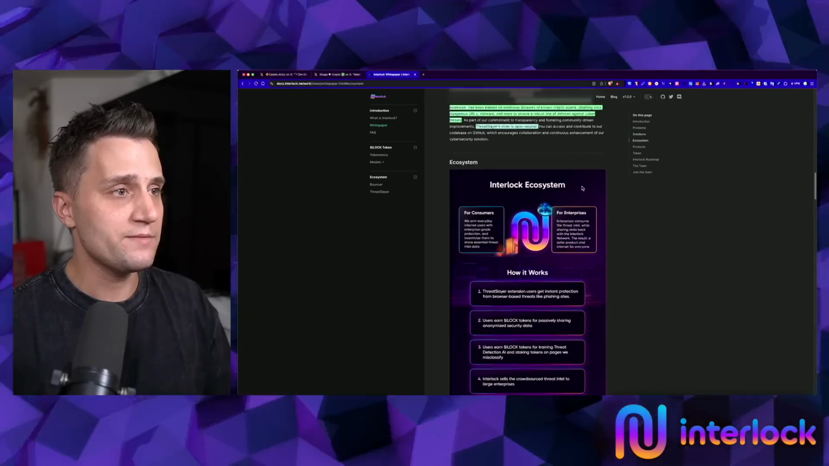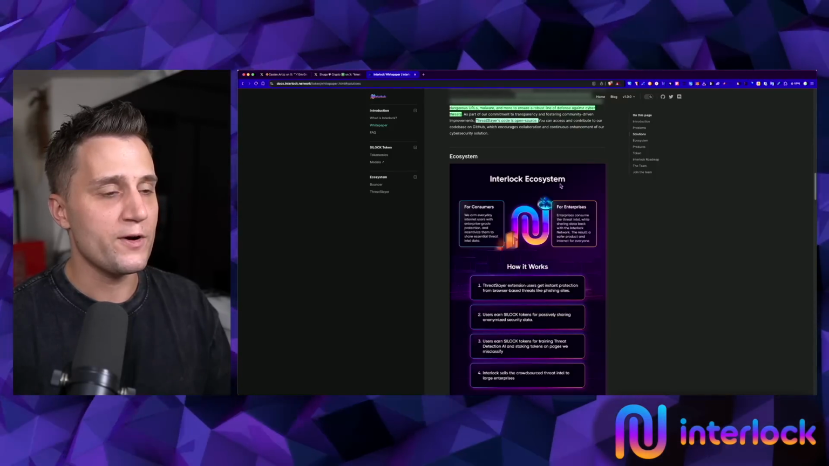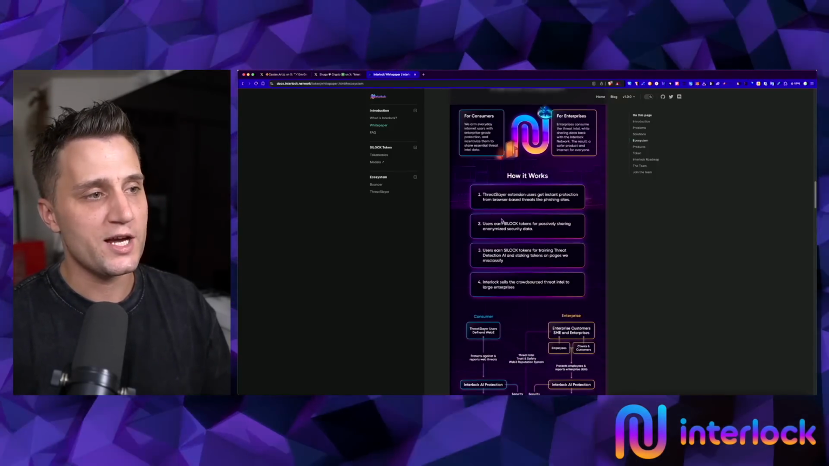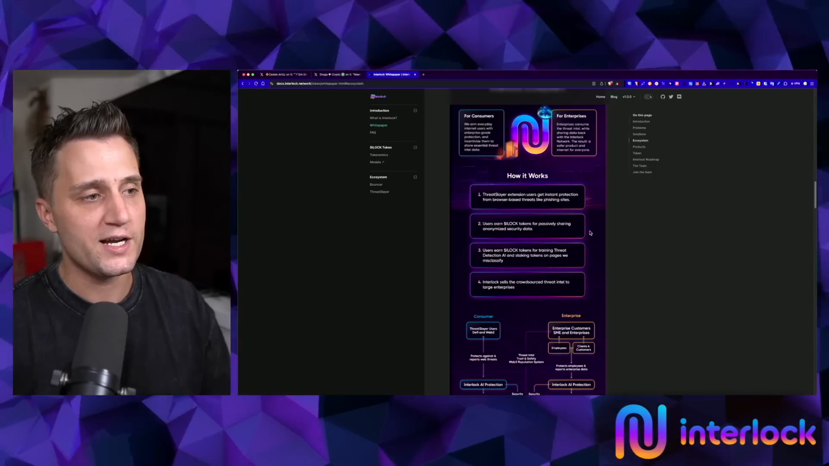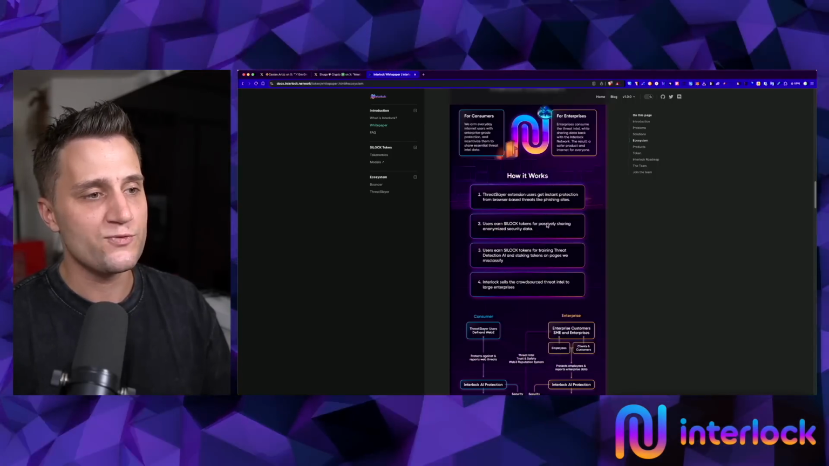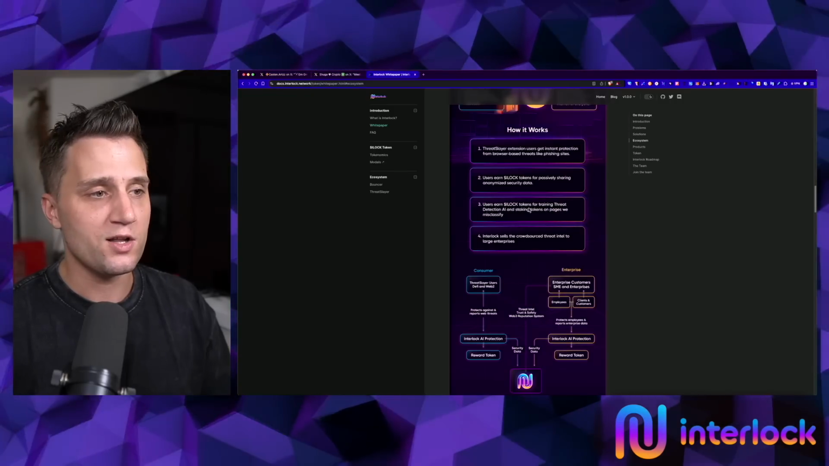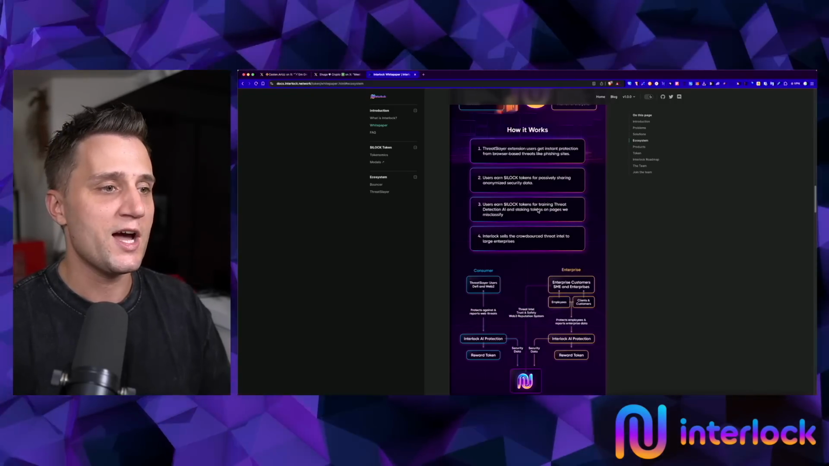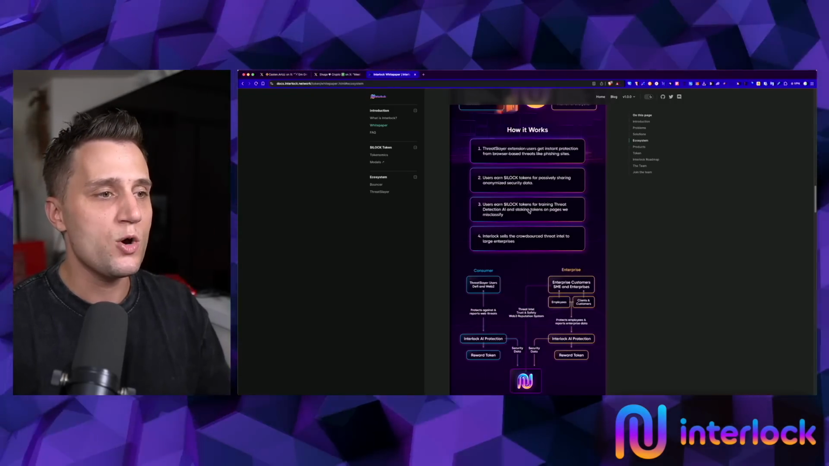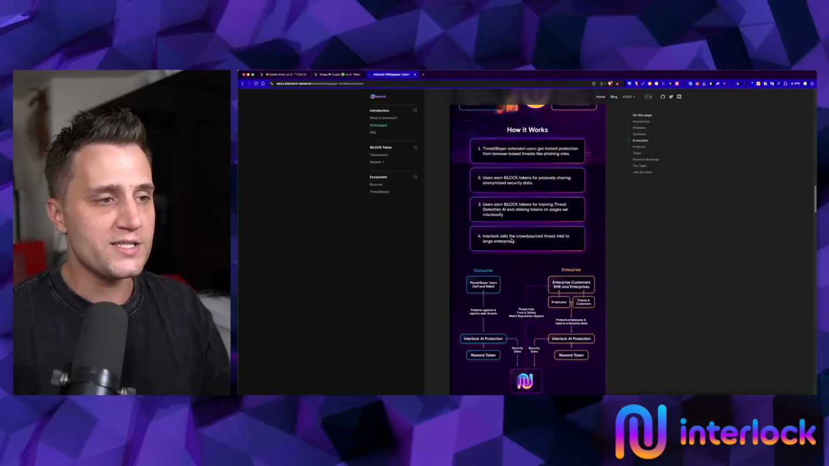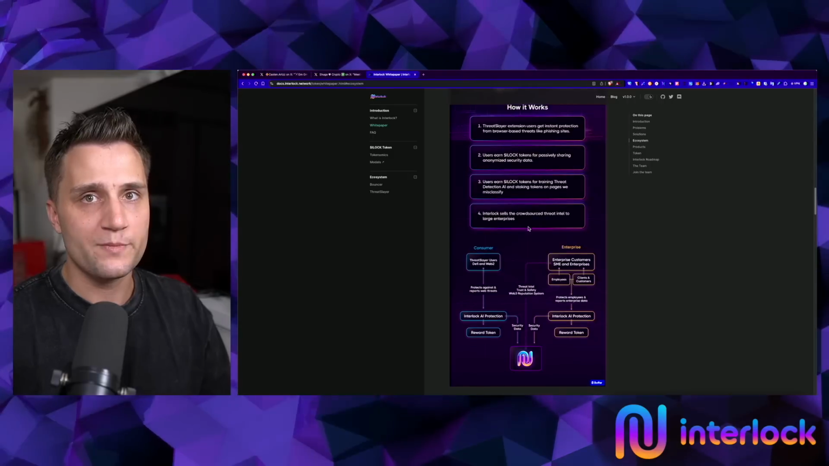So the Interlock ecosystem for consumers and for enterprises. How it works: with the ThreatSlayer extension, users get instant protection from browser-based threats like phishing sites. Users can earn iLock tokens for passively sharing anonymized security data. Then users earn iLock tokens from training threat detection AI and staking tokens on pages we misclassify, like I just mentioned. Interlock sells the crowdsourced threat intel to large companies.